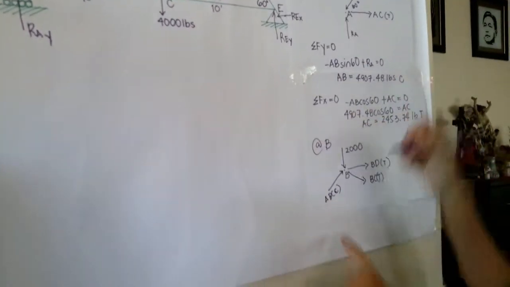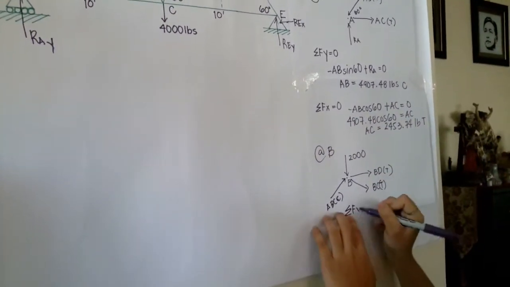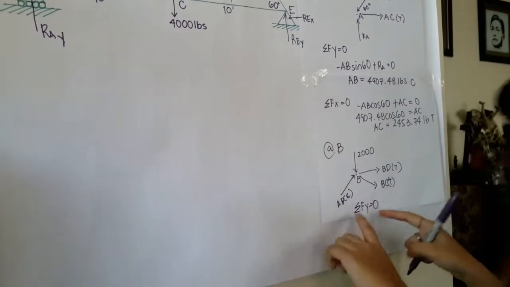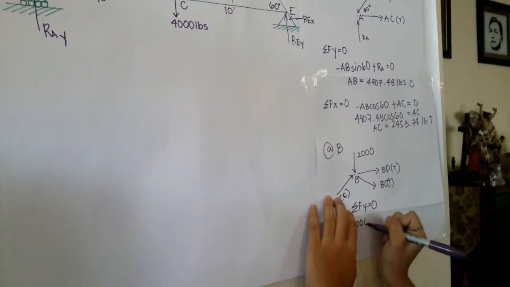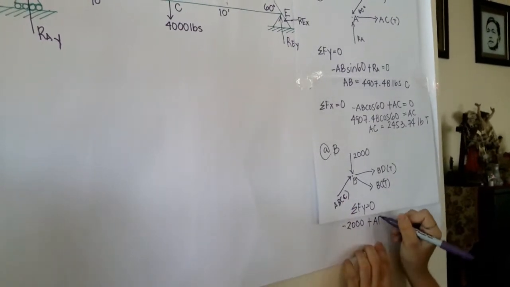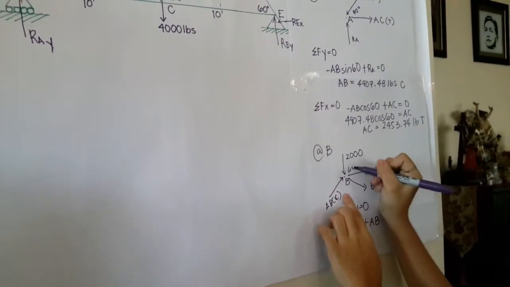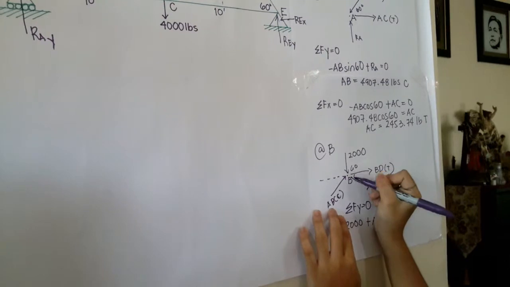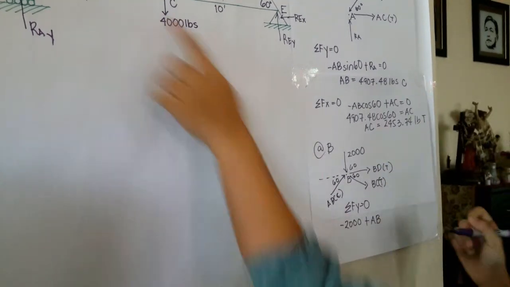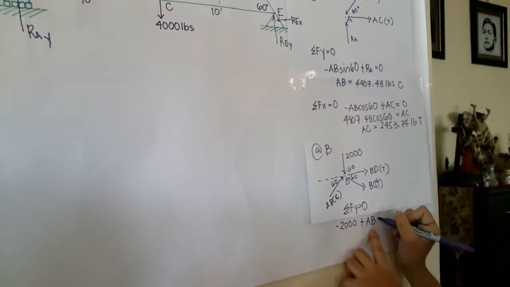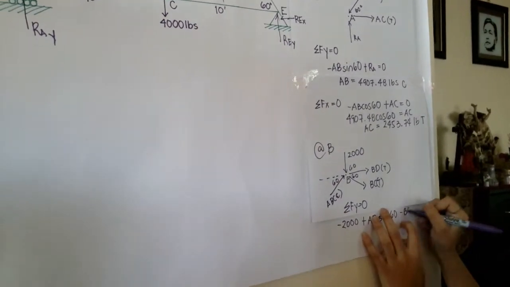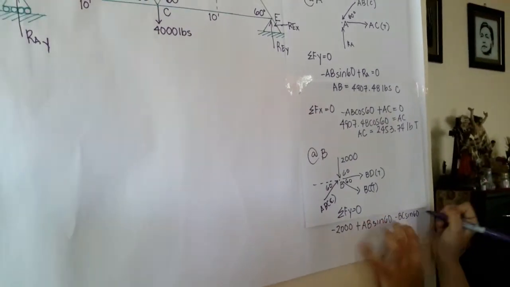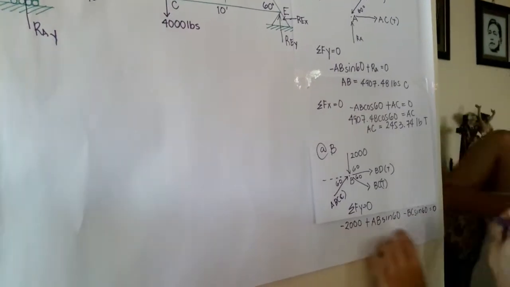So, like before, summation of forces at Y is equal to 0. So, negative 2,000 plus AB. This is 60 degrees. Okay. This is 60 degrees also, 60. Equilateral. So, AB sine 60 minus BC sine 60 is equal to 0.